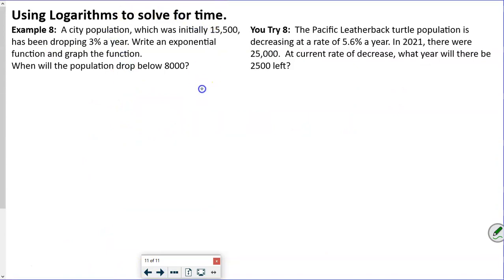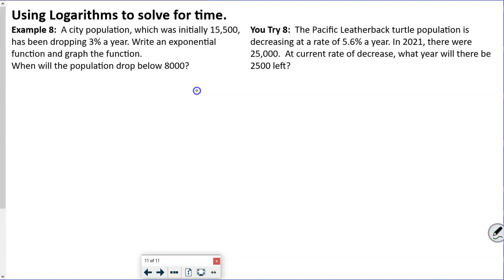So a city population, which was initially 15,500, has been dropping 3% a year. So we're going to write an exponential function and graph the function. And we're going to find out when the population would be below 8,000. Okay, so now you can see this on a graph, but we can also solve for this. So I'm going to show you guys how to do this.